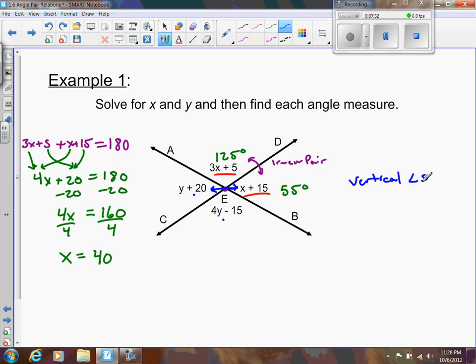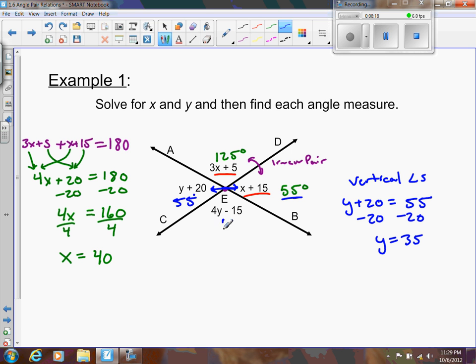When I have vertical angles, I'm going to set up the equation. Now, instead of saying y plus 20 equals x plus 15, this doesn't help me much, having a y and an x. I can't solve for y, right? I'm going to have an x in it. So instead of using that x plus 15, I'm going to say, what does this angle equal? We've already found it was 55 degrees. So y plus 20 has to be 55. That means y is 35.